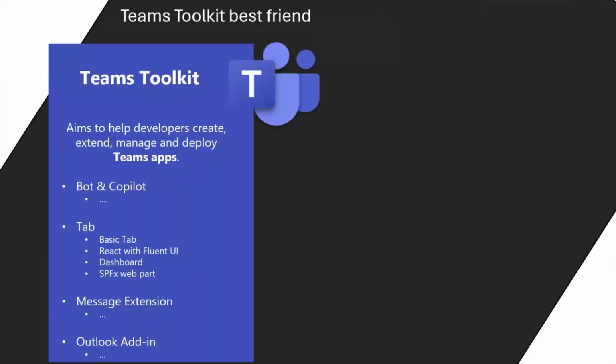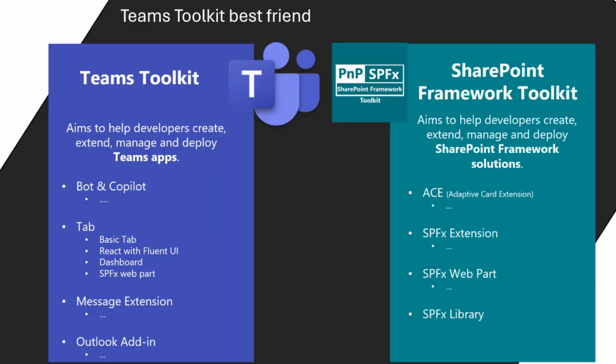So some might ask, why use this instead of Teams Toolkit? Well, I won't say instead, but together with, okay? Teams Toolkit is targeting to extend not only Teams actually, but everything around Microsoft 365 these days. So now it helps you extend Copilot, of course. For example, it helps you create add-ins for Outlook.